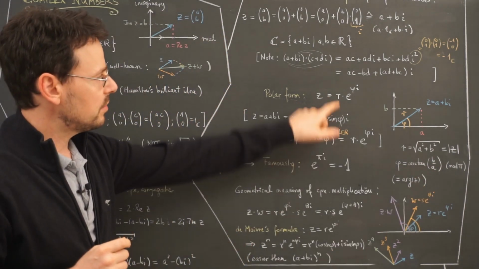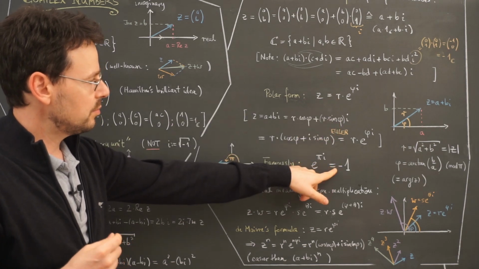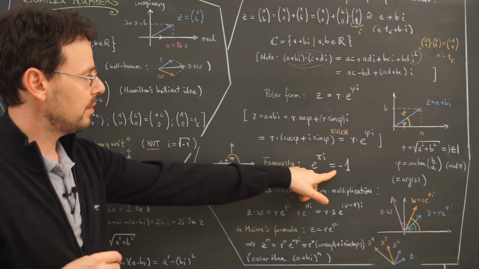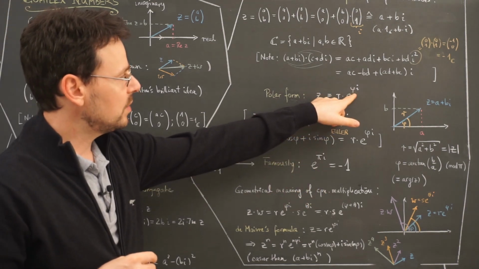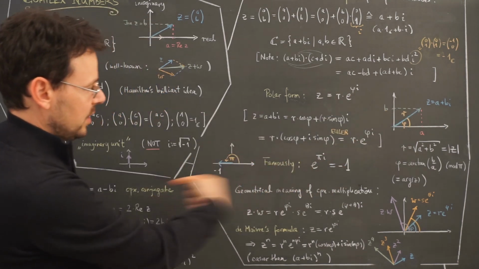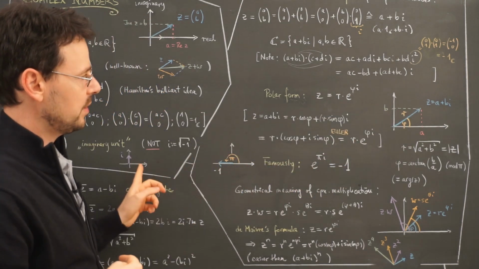A special case of this here is one of the most beautiful and famous equations or formulas in the whole of math. If I take phi to be pi or 180 degrees, then of course my arrow is going to point in that direction, in the negative real direction.